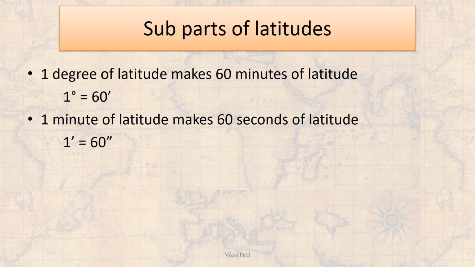Now for more accuracy, every 1 degree of latitude is divided into 60 minutes, and further each minute of latitude is divided into 60 seconds. So that is for precise location of any place.